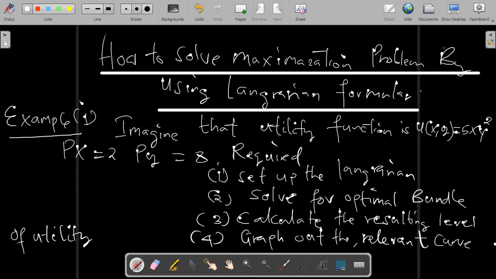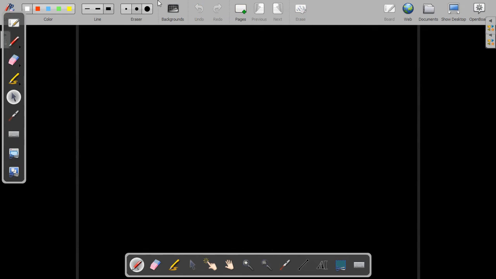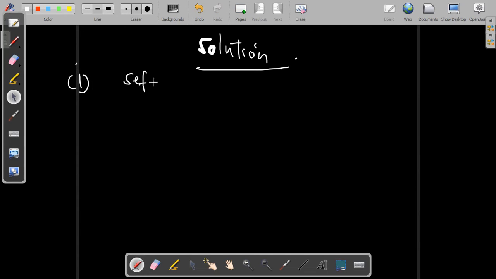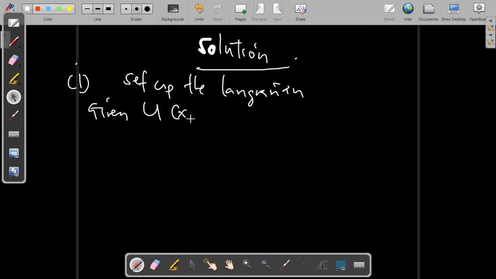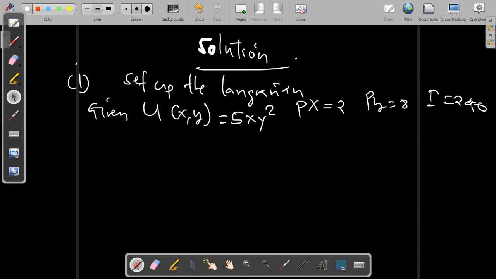So you need to understand that when you apply the Lagrangian formula, the first thing you need to consider is the data given. Now, part A, as I told you, we're required to set up the Lagrangian. So we consider our data given. We are given the utility function U(x,y) = 5xy², the price of x is equal to 2, the price of y is equal to 8, and income is 240.